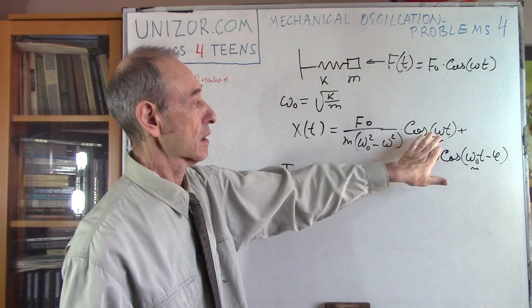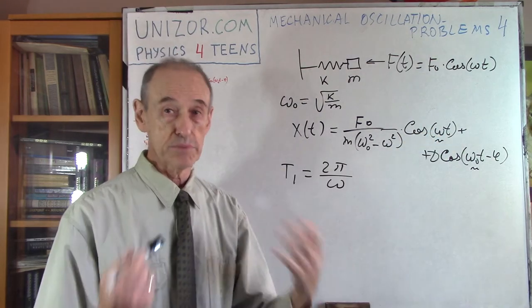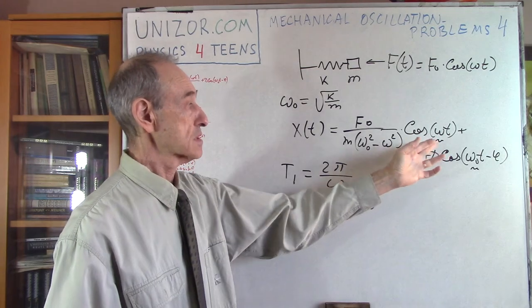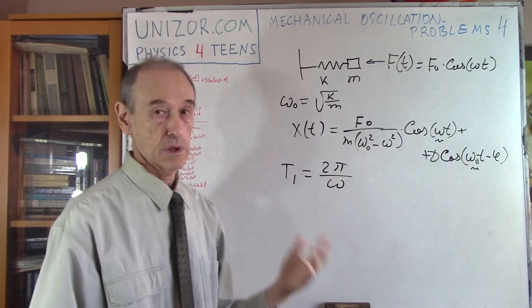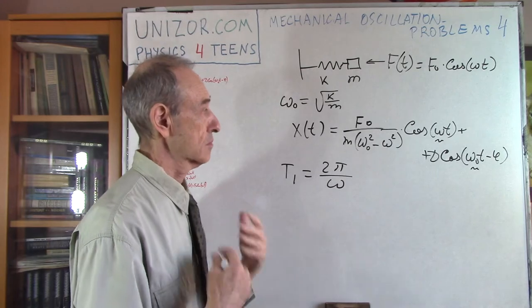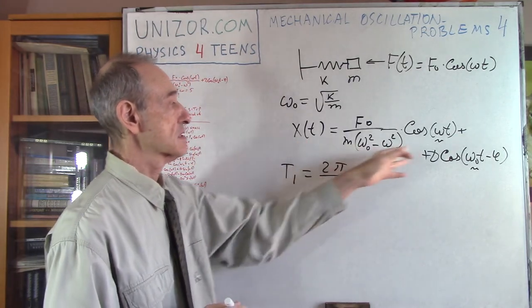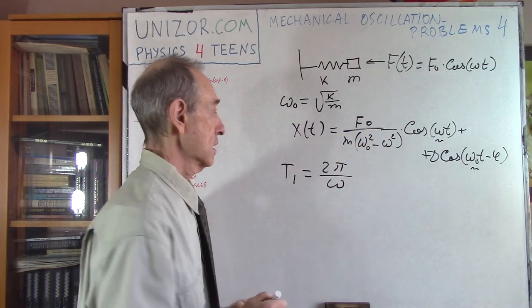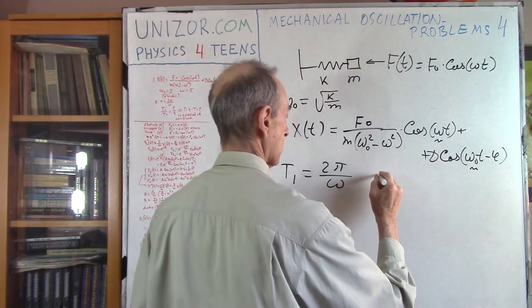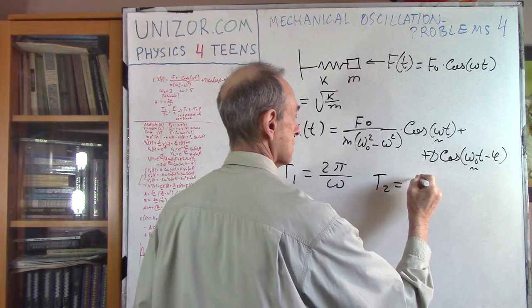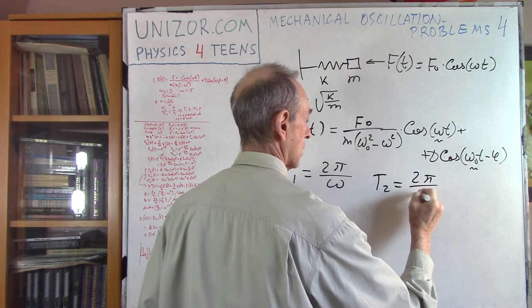Because without omega, the cosine of t has the period 2 pi. But with omega, it has 2 pi over omega. That's obvious. Now, that's one period, the periodicity of this member. Now, the periodicity of this member is 2 pi over omega0.